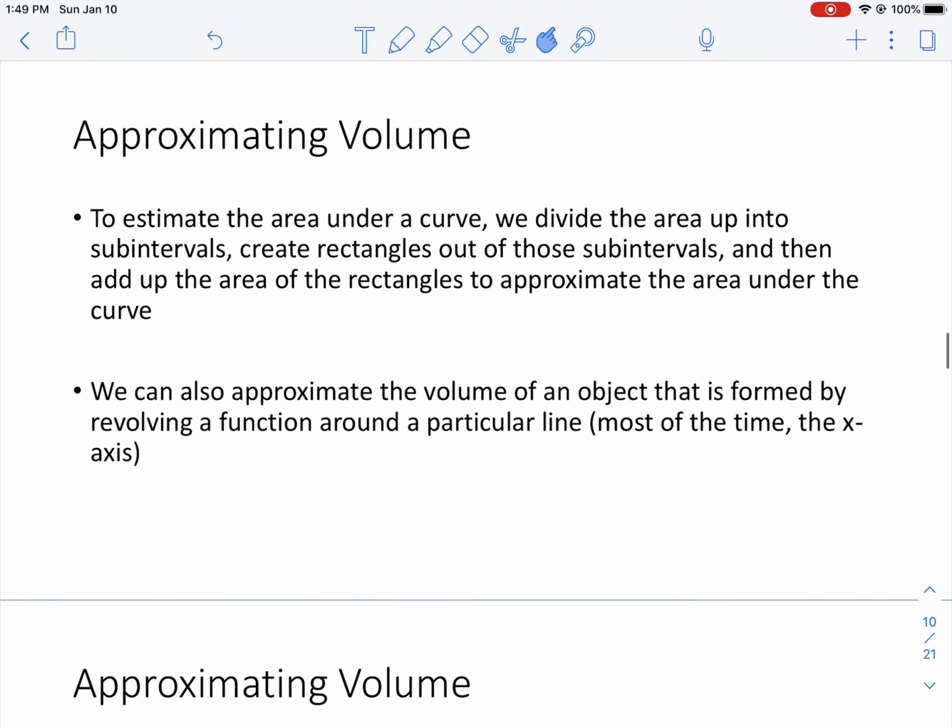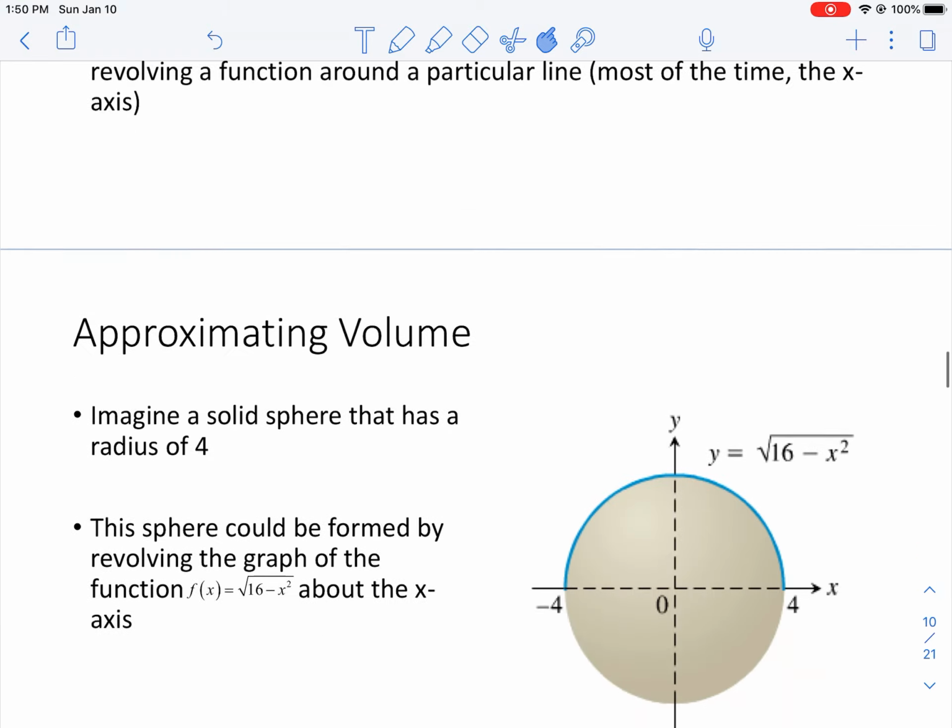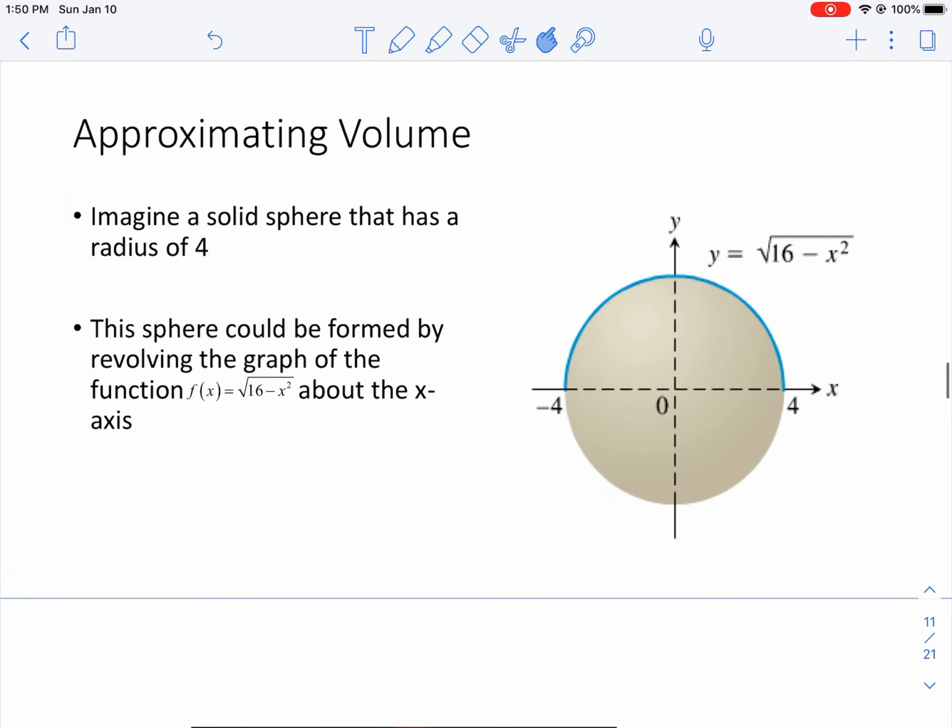Okay, so now we're going to use this to do something a little different. We've been estimating the area under a curve, multiplying to create the areas of those rectangles that we are approximating, then adding them up. But you can do the same thing to approximate volume, and that's going to be something we're going to be doing much more frequently later on, but we're going to start with the approximation.